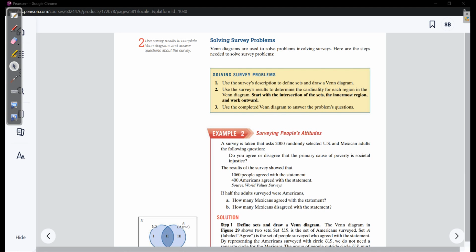So I am going to snip this, but I will say that I looked at this and I tried to do the whole Venn diagram thing, but it just wasn't clicking. And now I'll tell you why. But let's retrace here. It says a survey is taken that asked 2,000 randomly selected U.S. and Mexican adults. Okay, so let that be known. 2,000 randomly selected. The results of the survey showed that 1,060 people agreed with the statement. So 1,060 people agreed with this statement.